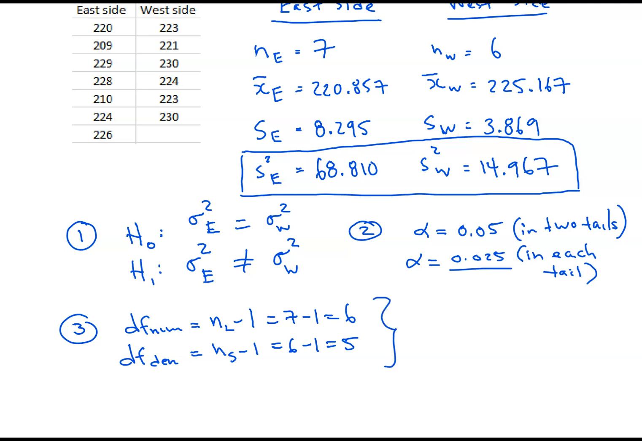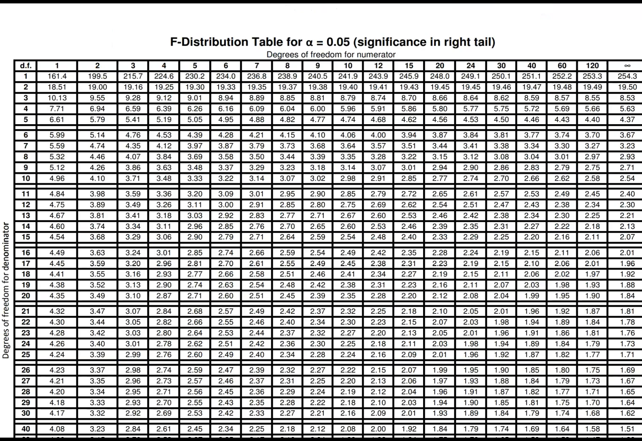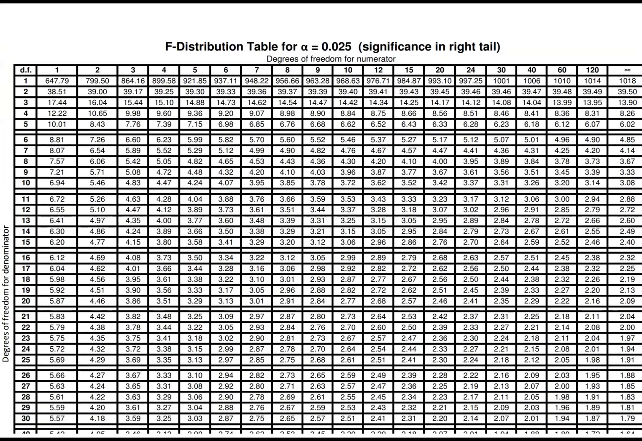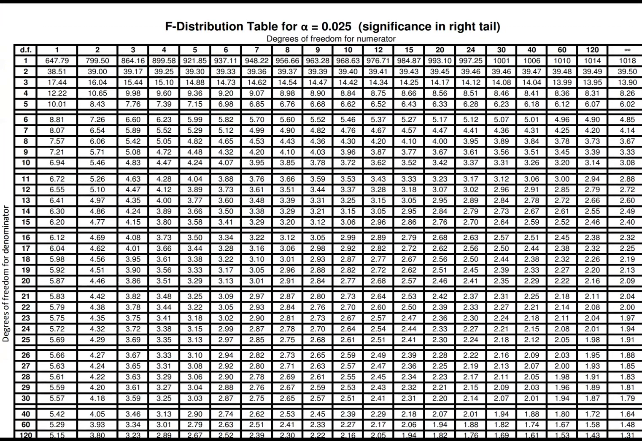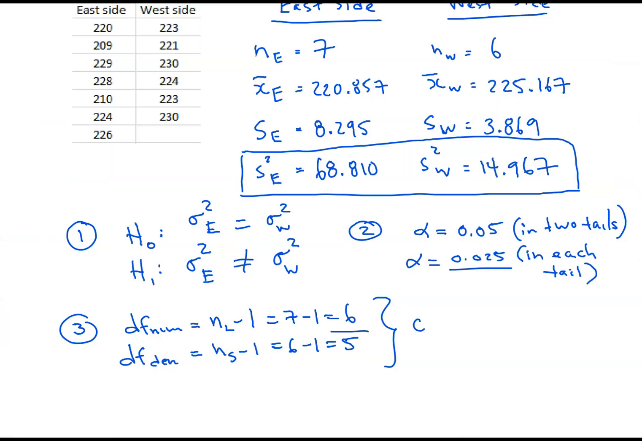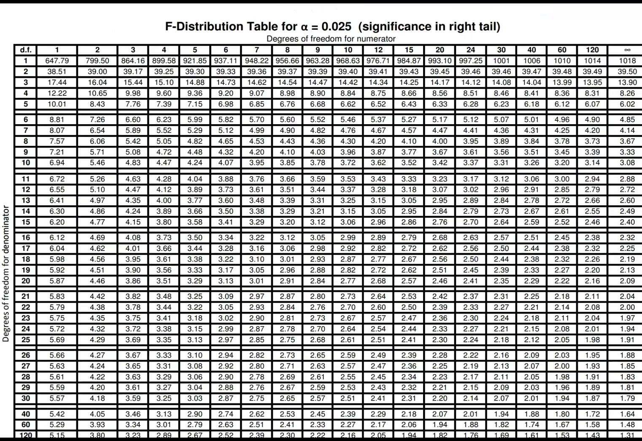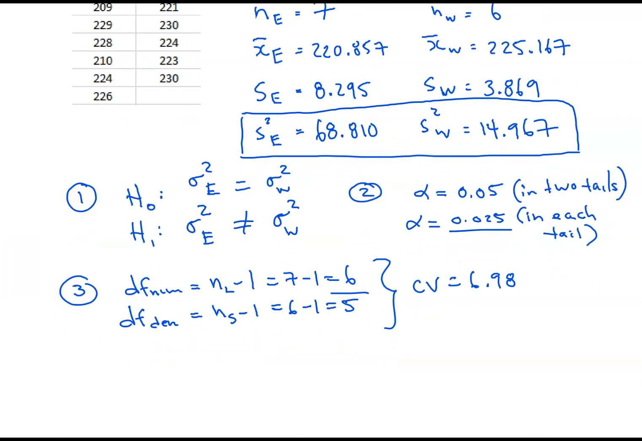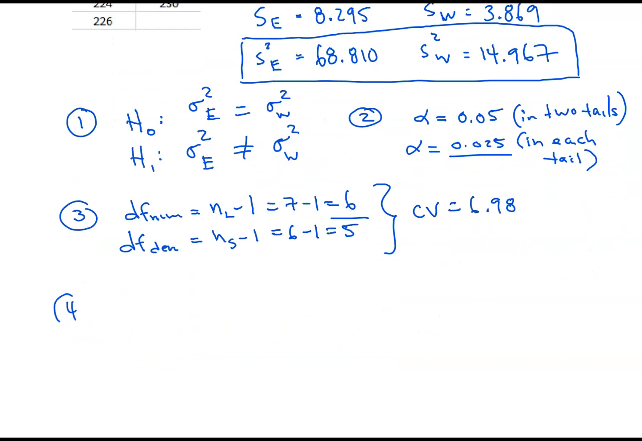Let's use that information. So 0.025, 6 over 5 in my table. So let's go to our F table, 0.025, 6 over 5. I'm getting 6.98 as my critical value there. Six over 5, yeah. Okay, so then let's draw our sketch.